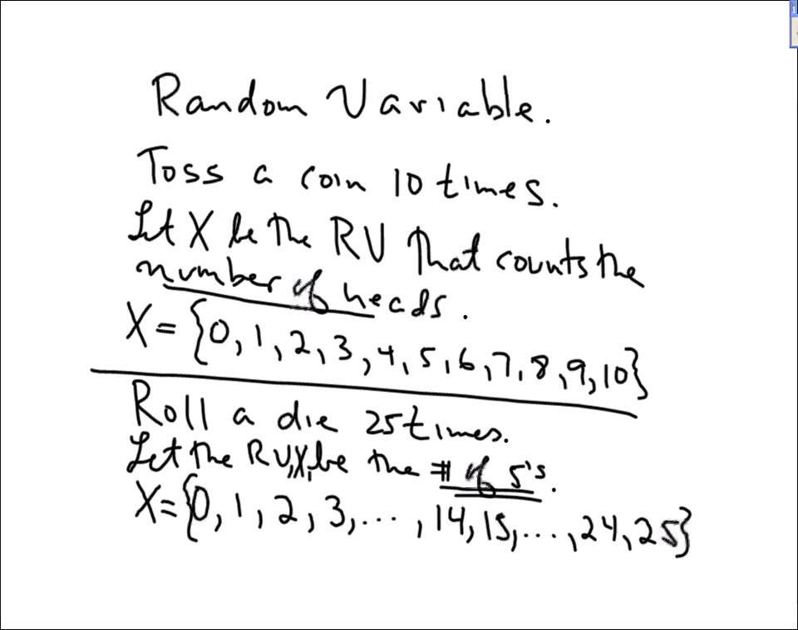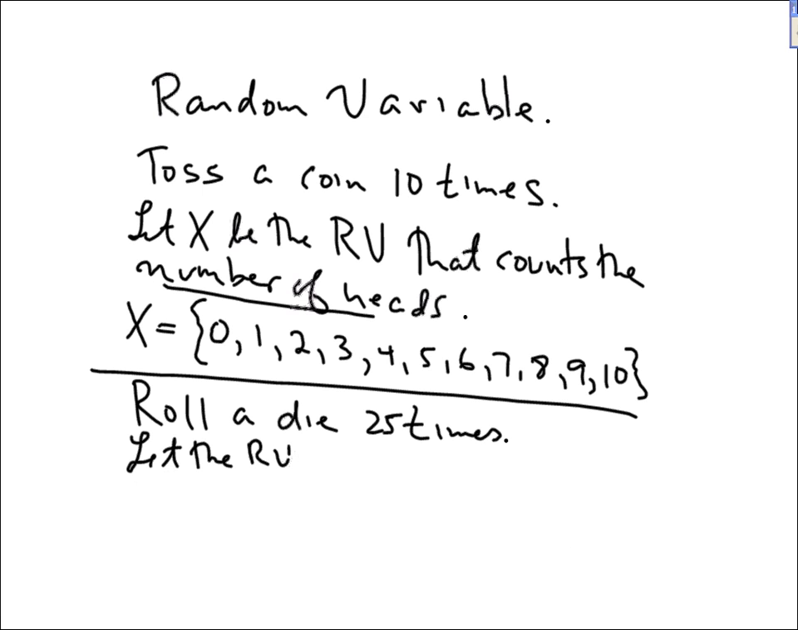It could be the number of questions you got wrong. In this last problem, where we talked about rolling a die 25 times, you could let the random variable be the number of even tosses. That is, we're going to count the times either 2, 4, or 6 come up.